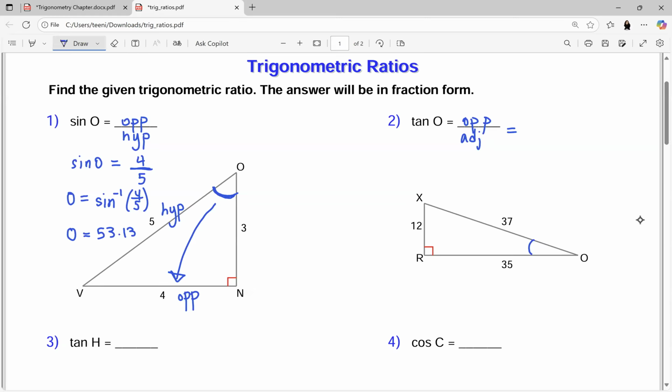R and X. Yeah, so that's 12. So this is your opposite side because it's opposite your angle of reference. And then the adjacent is which side? X and O. Actually, that's the hypotenuse. Oh, yeah. Sorry. R and O, because this is opposite the right angle, right? That side with 37. Good. So 35 will go here. So it'll be 12 over 35. And therefore, O would be equal to your tan inverse of 12 over 35.